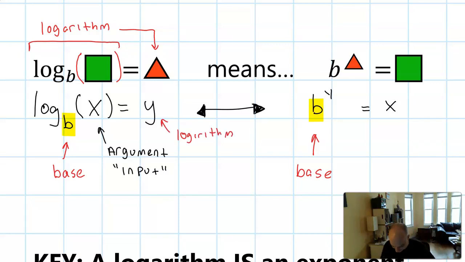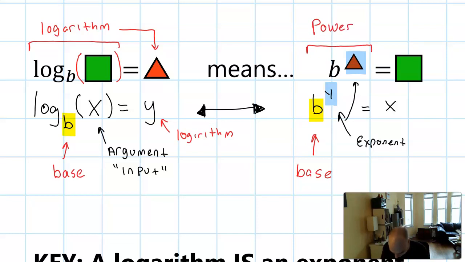On the exponential side, we still have a base. Here, we might call something the argument again because it's sort of an input, but we're going to call this the exponent because that's what it is. So that's the exponent. And this is kind of goofy, but we have a word for the whole thing that we probably don't use very often, but this could be called the power. Like, 2 to the 5th is the 5th power of 2.